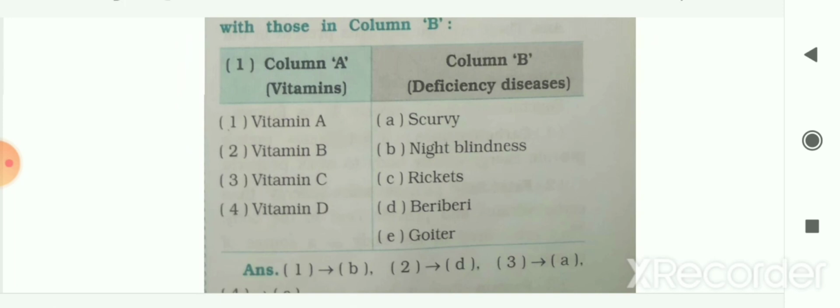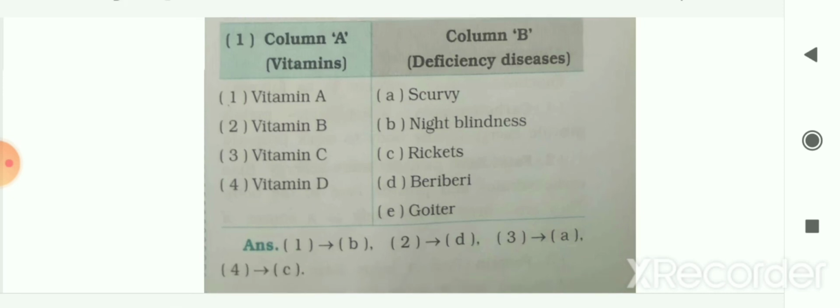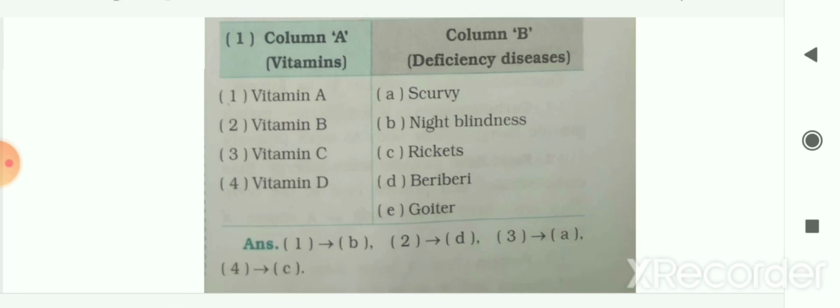The next question is matching. Match column A with B. In column A, the vitamins are given to you, and in column B, the diseases which are caused due to the deficiency of these vitamins are given to you. So first in column A, vitamin A, B, C and D are given, whereas in column B, scurvy, night blindness, rickets, beriberi and goiter are given.